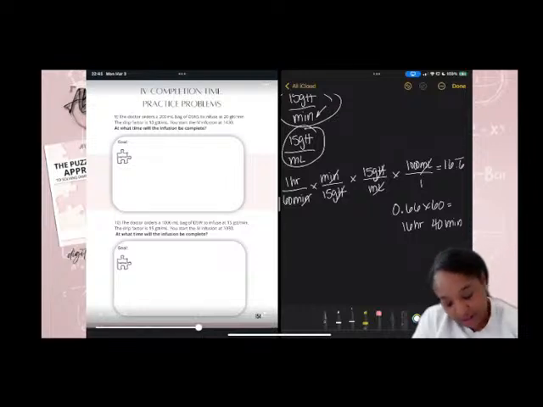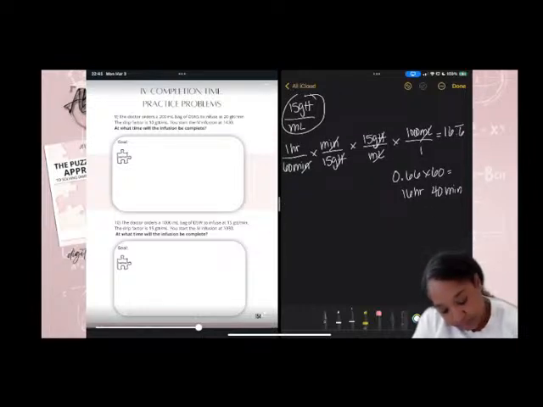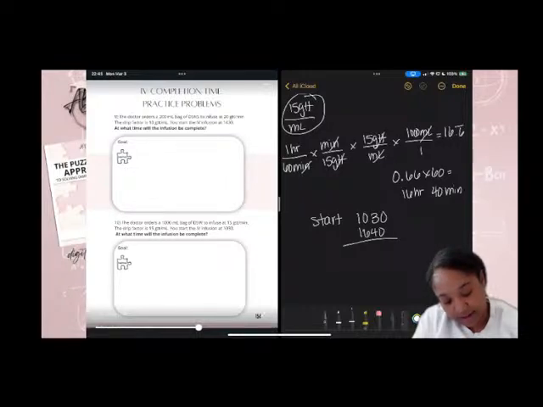Aha. So if we start at 10:30, we've got to add 16:40. That's going to look something crazy, right? 26:70. So that's a whole other day. So it's more than 24 hours, right?